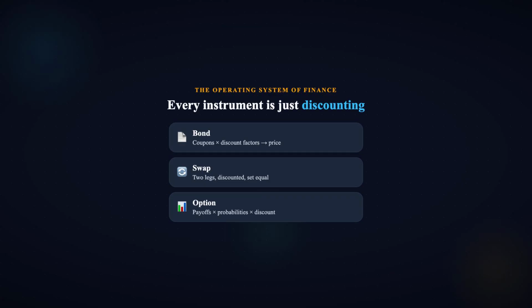The rest of this series, and honestly every lesson that follows, is adding layers of sophistication on top of that one idea. So take a moment, make sure you are comfortable with this: spot rates grow money forward, discount factors shrink future money back, and forward rates stitch the subperiods together.